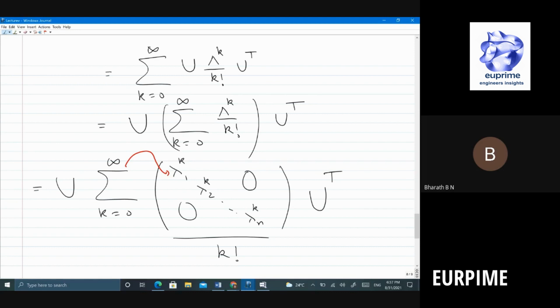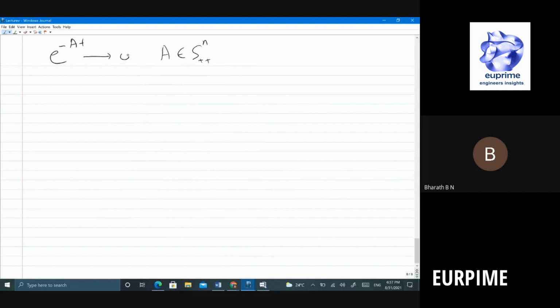So what happens as t goes to infinity? Lambda 1 is positive, right? It's a positive definite matrix. So what happens to e power minus lambda 1 power k t power k as t goes to infinity? It goes to 0, right? So the entire diagonal matrix goes to 0. Therefore, the whole matrix goes to 0. So this goes to 0 as t goes to infinity if this is true. These are some of the useful facts.